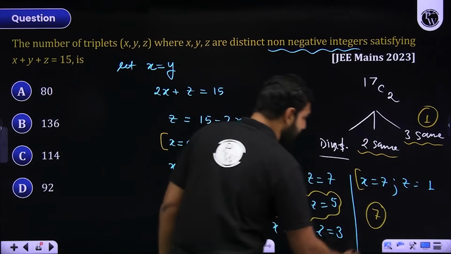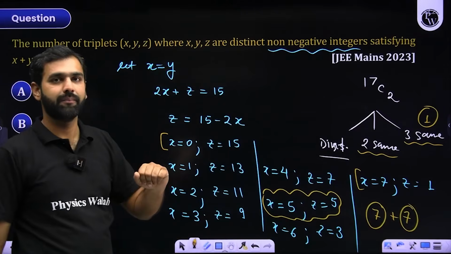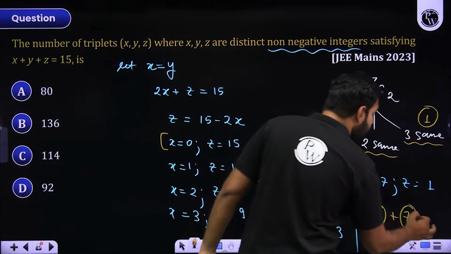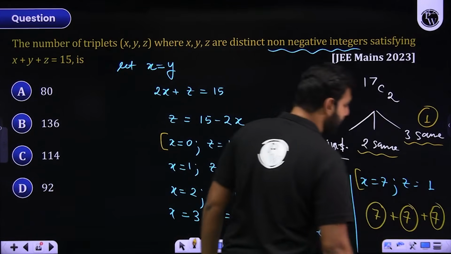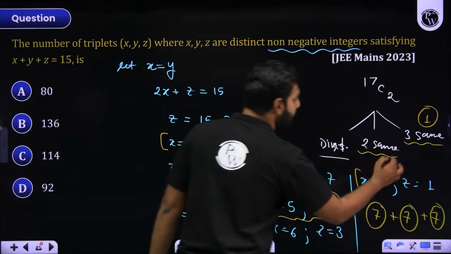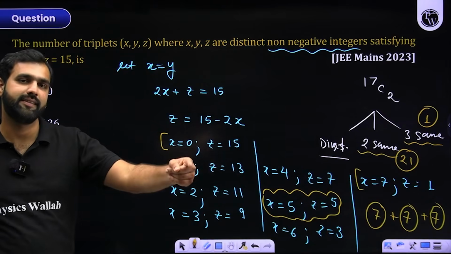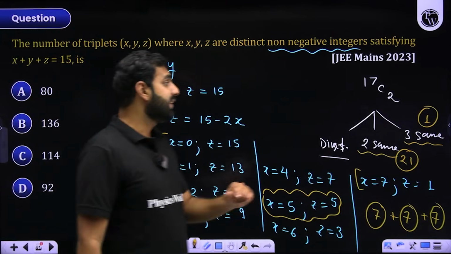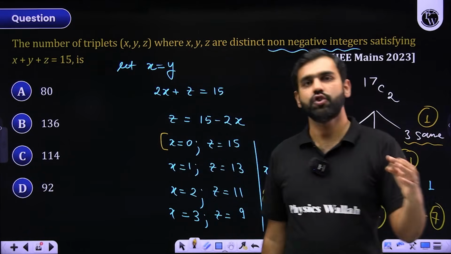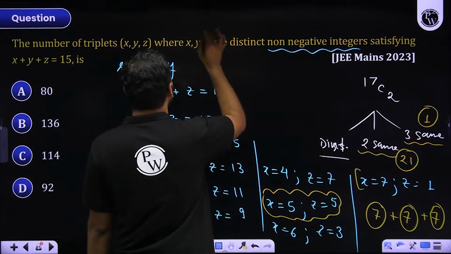Can I not say that there will be 7 more possibilities when I keep y and z same? There will be 7 more possibilities when I keep x and z same. 7, 7, 7, 7 into 3, 21. So there will be 21 cases when 2 of them are same: xy, yz and zx. And there will be one case, 5 by 5, in which all 3 of them are same. So when you are willing to answer 17C2, what is 17C2?